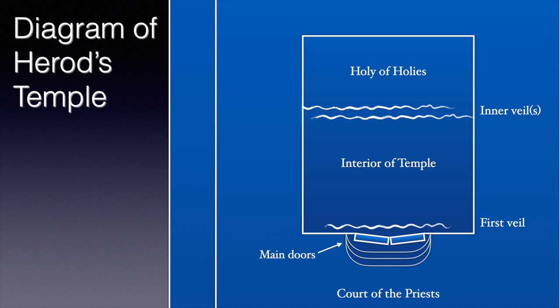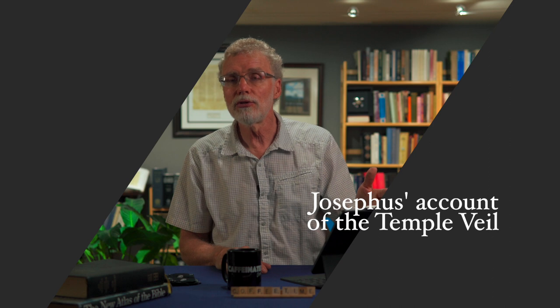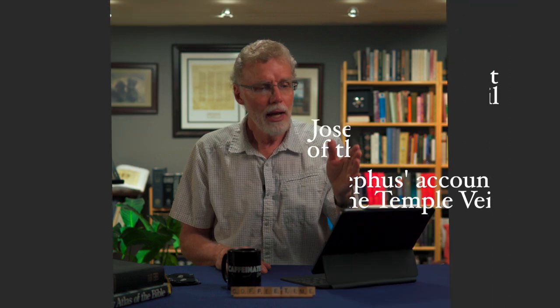If we take all the ancient evidence into account, then the best guess is that the temple had one veil in front of the main doors and another one within the temple itself to separate the inner room of the temple and the Holy of Holies. Now, Josephus wasn't just a historian, but he was also a priest. And he gives us perhaps one of the most detailed descriptions of this inner veil.